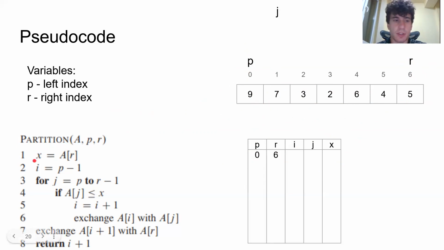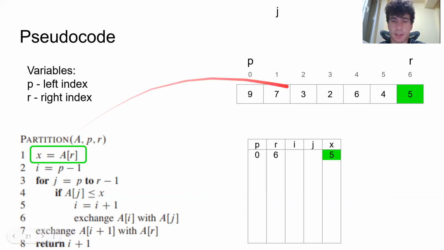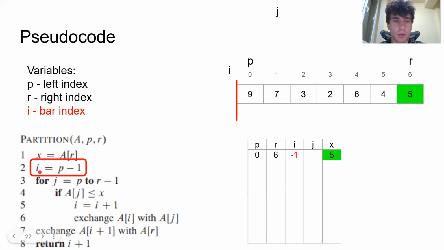Now, the first thing, as we discussed before, is taking the pivot. We use the variable x to denote the pivot, so x is 5. Then we use I, which is the bar index. In the beginning, it is -1. It is to the left of the first element. That's why it's p -1.